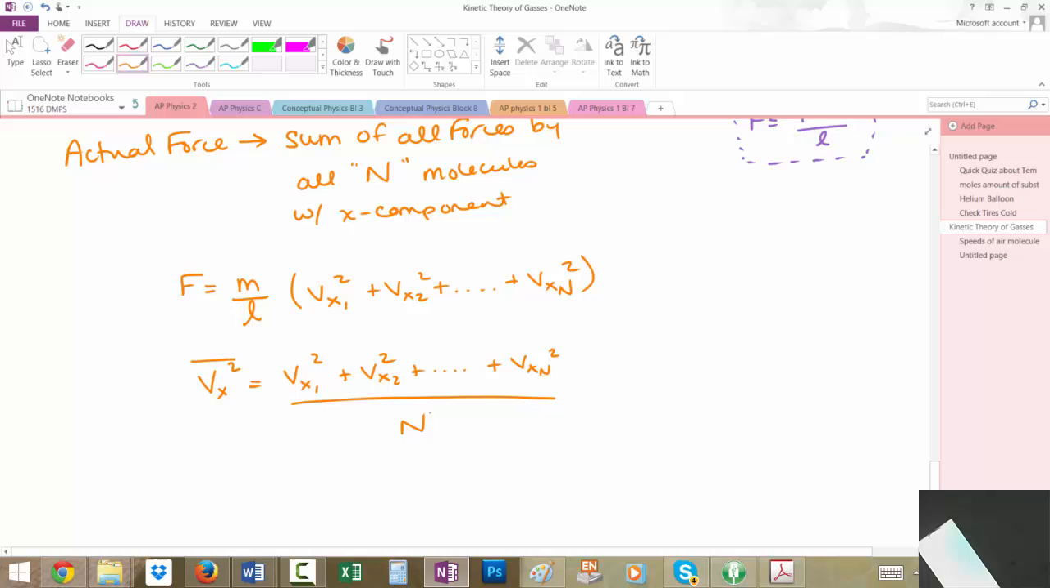And so if we put these two things together, we can say that the total force is really like m over L times the number of molecules times an average velocity squared in the x direction. And I'm going to put that as F sub x. Is that okay with everybody? And if it's not, then please tell me.